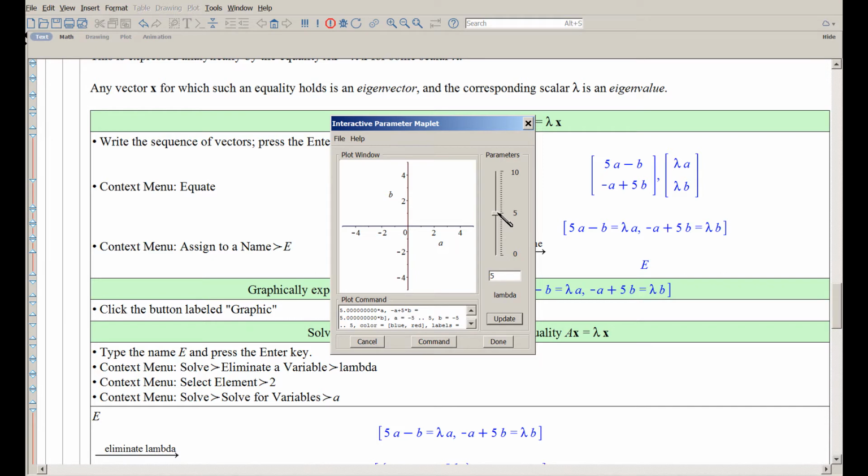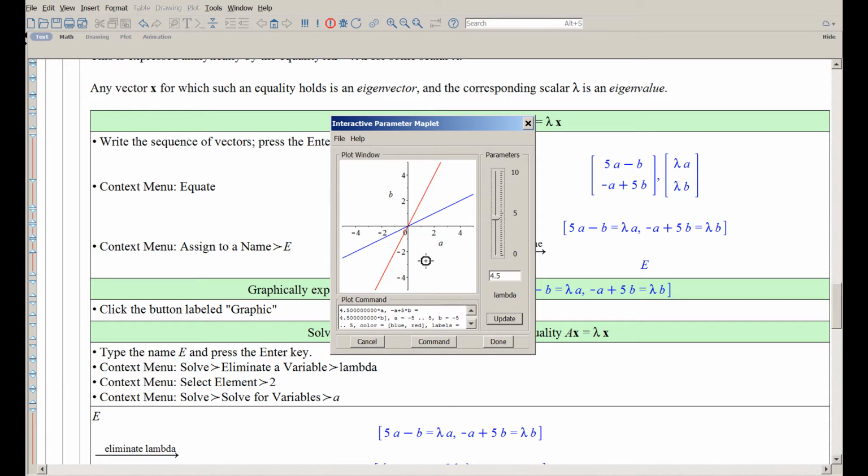This slider controls the value of lambda. And what you see are the equations of the lines that these two represent. You'll notice that they intersect at the origin because they're homogeneous. If you bring the a over to the left and the b over to the left, you'd have 0 on the right. So the equations are homogeneous. They intersect at the origin.